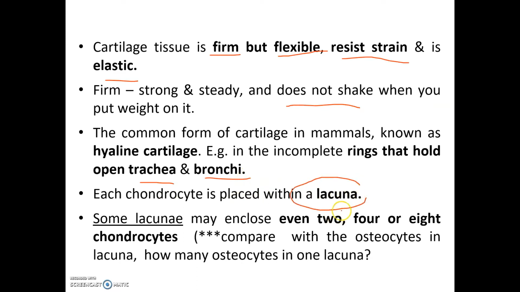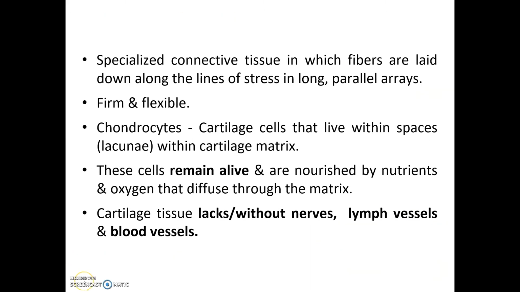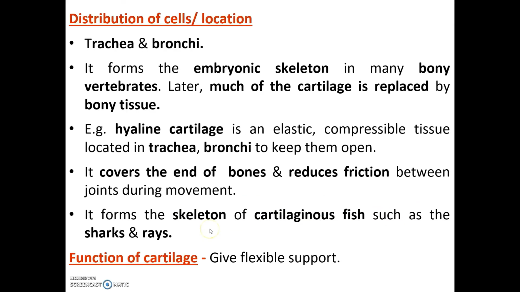In one lacuna, they might have 2 chondrocytes, 4 chondrocytes, or a maximum of 8 chondrocytes. We can compare with the compact bone just now. For each lacuna, they have only 1 osteocyte, not like here, where they have 2, 4, or 8. Hyaline cartilage tissues are firm and flexible. The cells remain alive and nourished by nutrients and oxygen that diffuse through the matrix. Hyaline cartilage is different from the compact bone because they do not have nerves, lymph vessels, and blood vessels.